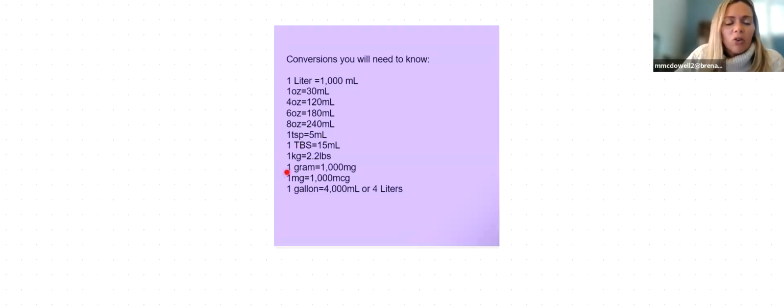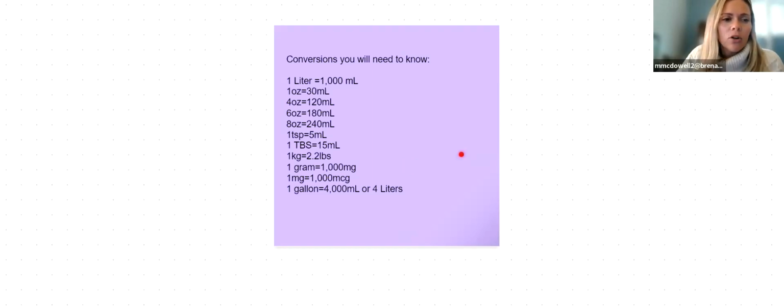Grams to milligrams, milligrams to mics. 1 gallon is about 4,000 milliliters, and 4,000 milliliters are 4 liters. So these are conversions that you would need to know. Teaspoon and tablespoon, I also require my students to know, so that 1 teaspoon is 5 and that 1 tablespoon is 15 milliliters. Okay, so let's get into some problems here.